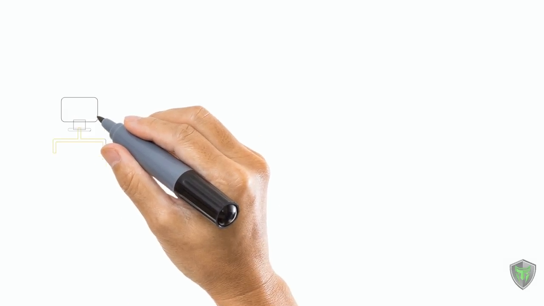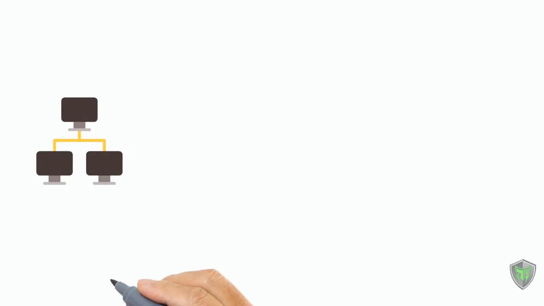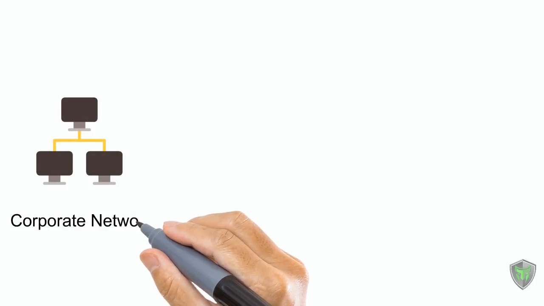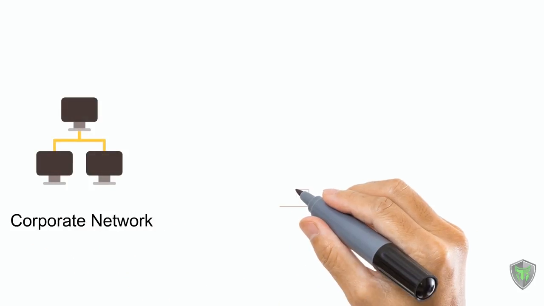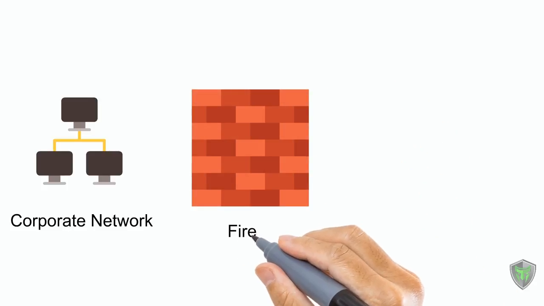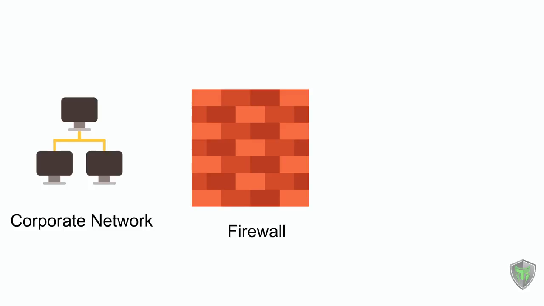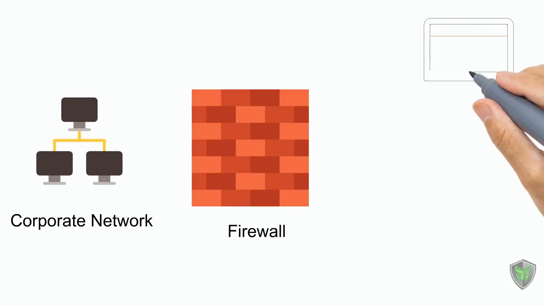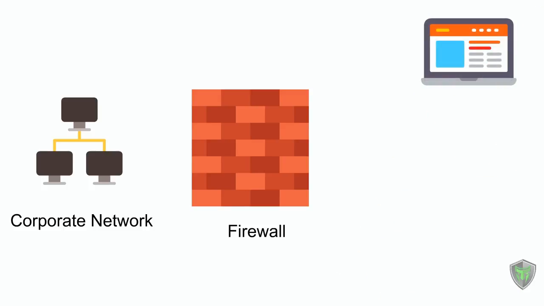See, here is the corporate network. This is the firewall. This is an employee of the corporate. And this is an unknown person.